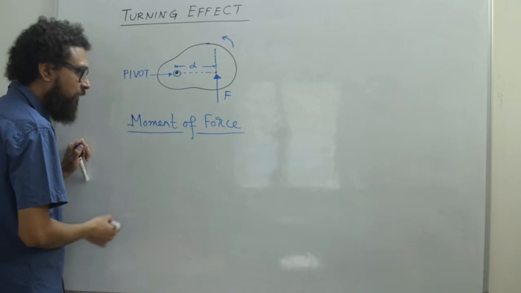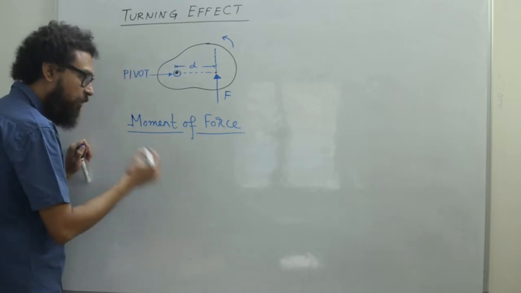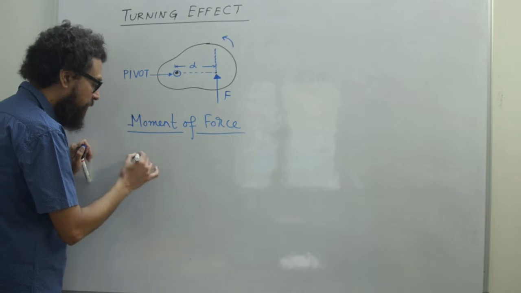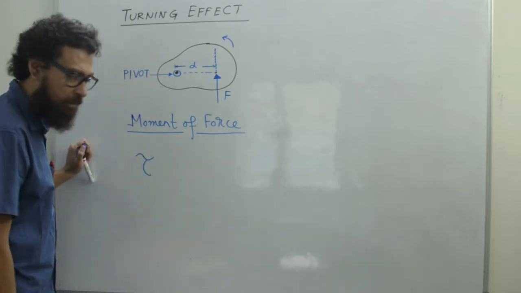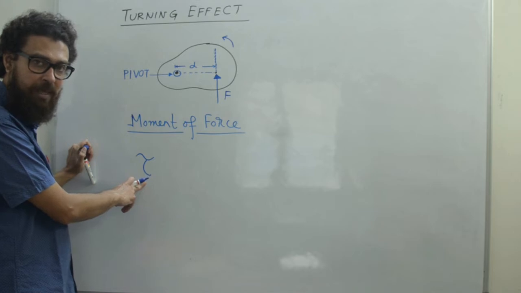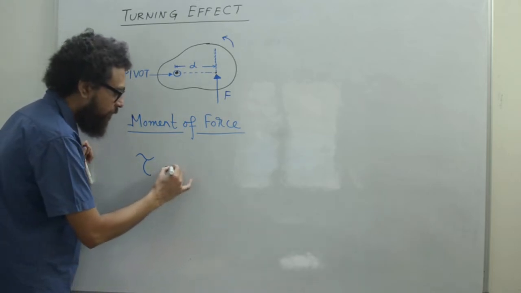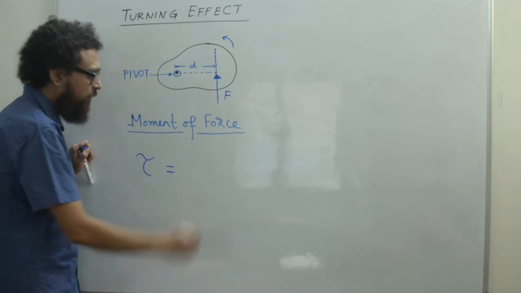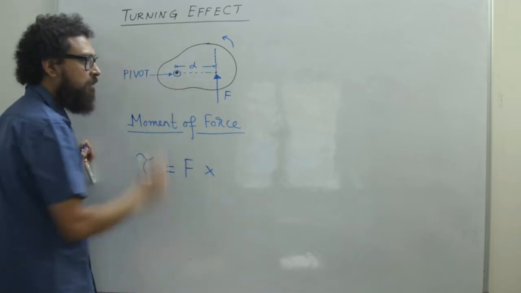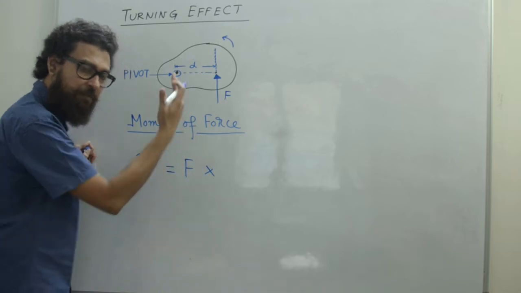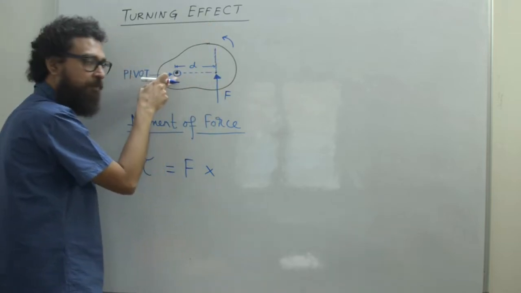Now, how do we calculate the moment of force? We usually give a sign which is not given in your book. I'm just telling you, just remember, the sign is tau. This is a Greek letter tau. Can you see that? Great. Now, what is tau, or what is the moment of force? It is equal to the applied force into the perpendicular distance between the line of action of force, like here it is like this, and the point of pivot.